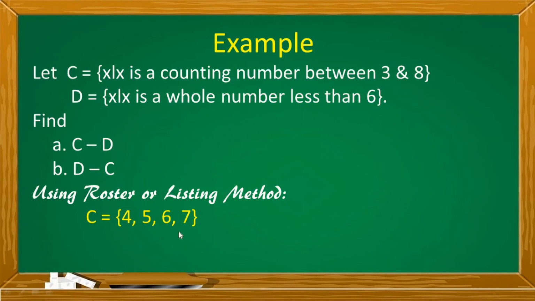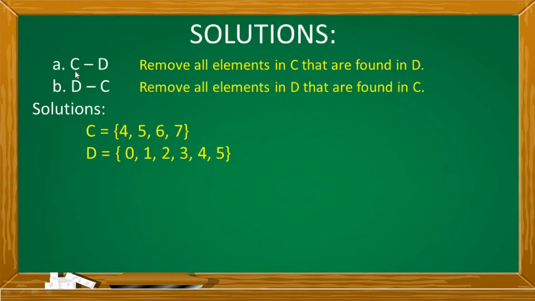Next, set D. Whole numbers less than 6. Mababa kay 6. Remember, the smallest whole number is 0. So set D is equal to elements 0, 1, 2, 3, 4, and 5. These are the whole numbers na mababa kay 6. Kuha ba? For C minus D, we are going to remove all elements in C that are found in D.